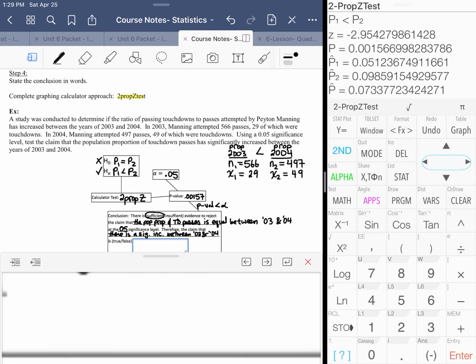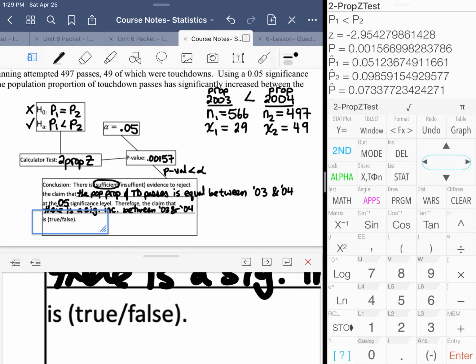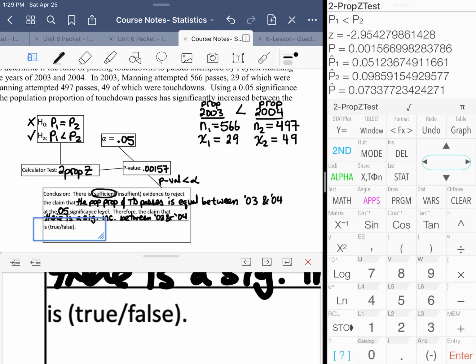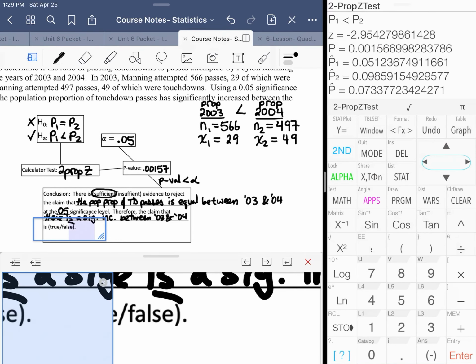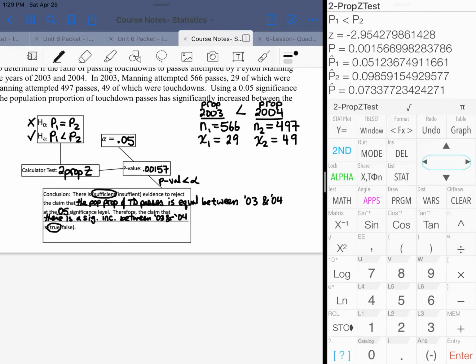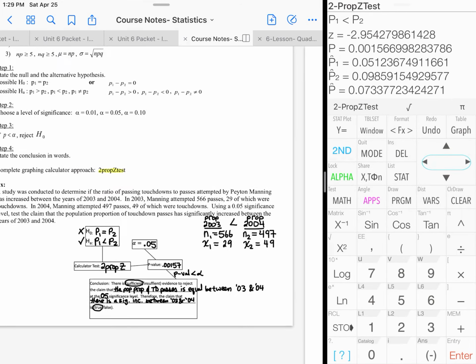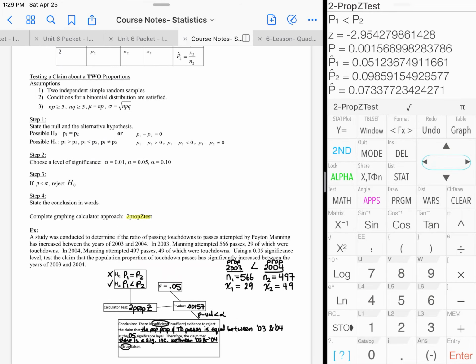There was sufficient evidence to reject the null, so null is incorrect, making the alternative correct. So the claim that there's a significant increase, I'll bring this in a little bit so it's easier to see, is going to be, oh, I almost said false. That would have been outrageous. It's going to be true. All right.